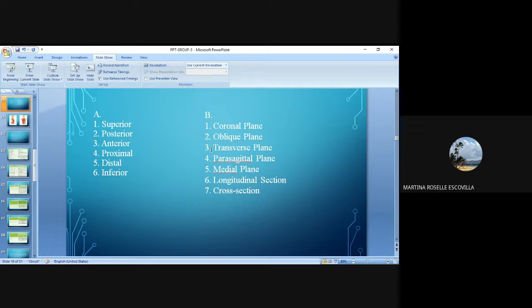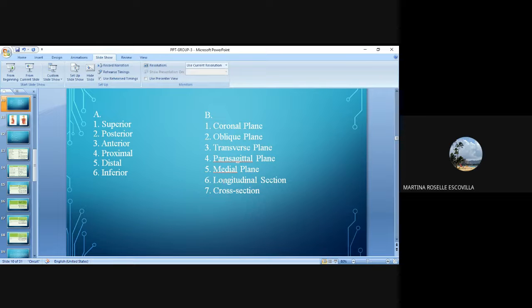Number 3. Transverse plane. A horizontal plane divides the body or any of its parts into upper and lower parts. Number 4. Parasagittal plane. A vertical cut that is off center that separates the left of the specimen from the right in unequal portions. Number 5. The medial plane. The medial plane divides the body through its midline.